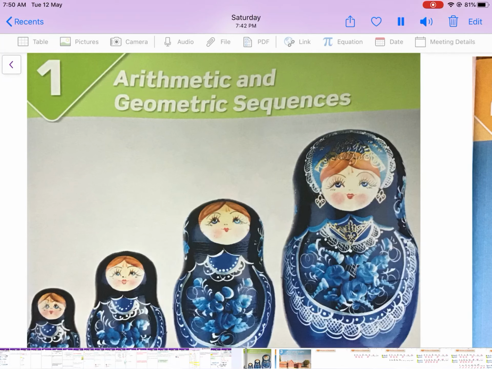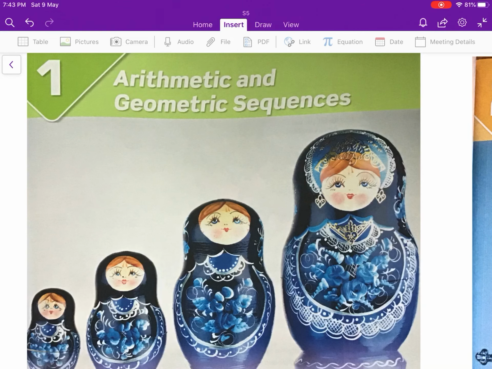Chapter, okay, is book 6A, okay. Actually, we already ended the Form 5 textbook, so we need to start the Form 6 textbook, okay, 6A chapter 1. So arithmetic and geometric sequence. So this is chapter 1.